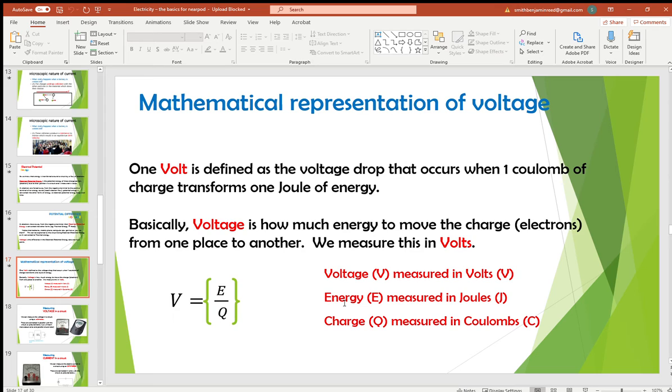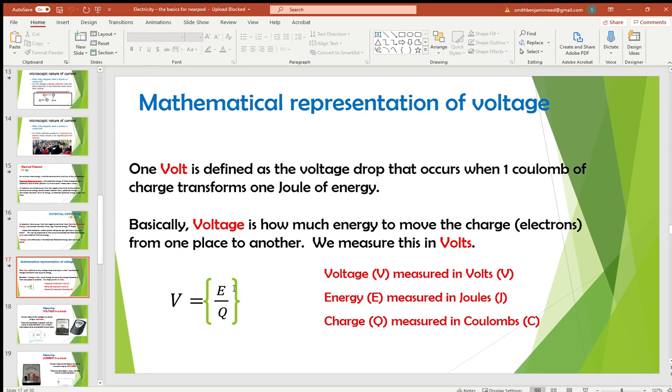So a mathematical representation of voltage, just like we did with current: voltage can be described as the voltage drop that occurs when 1 coulomb of charge transforms 1 joule of energy. Basically what that's saying is voltage is how much energy it takes to move electrons from one place to another. So those electrons move from the negative side to the positive side, and the voltage is how much energy it takes to move those electrons from positive to negative. How much energy it takes to move them is the voltage.